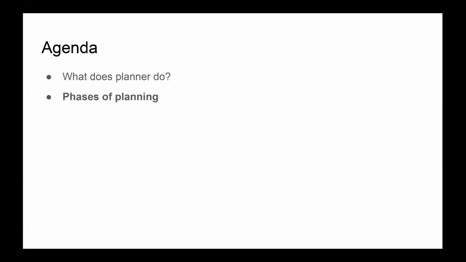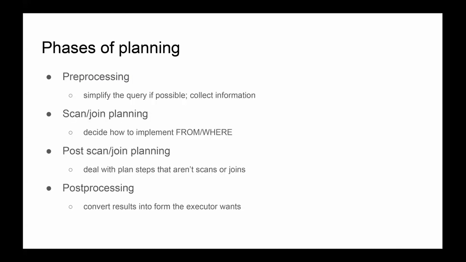So now let's move on to the second part, different phases of planning. The planning process can be divided into four phases. The first phase is pre-processing. At this phase, we simplify the query if possible. Also, we collect information such as the join ordering restrictions.